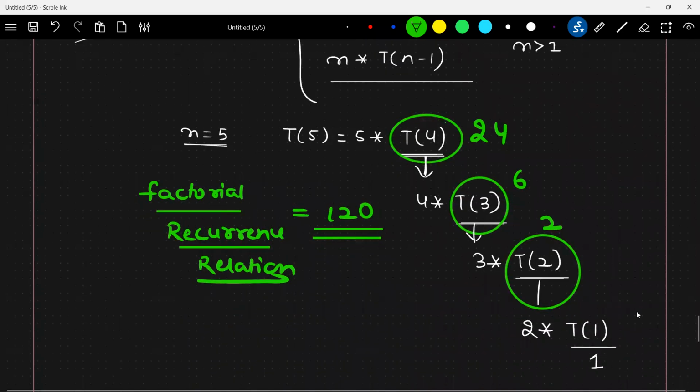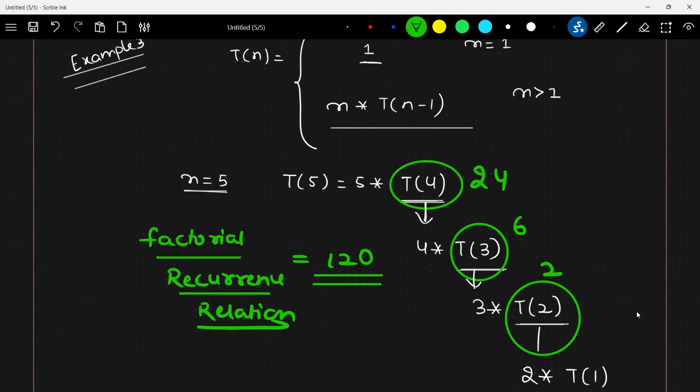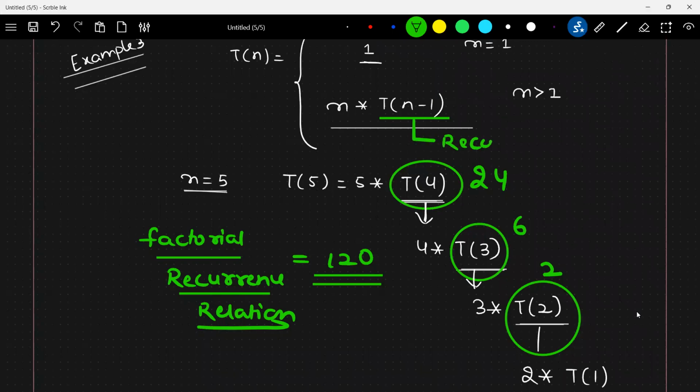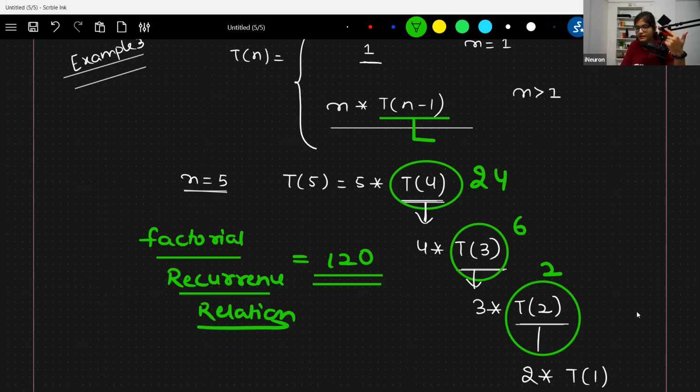Not 9 into 10. This is the same function which is calling itself. So here recursion is happening. This is the time taken for calling n minus 1 units, right? Yes.